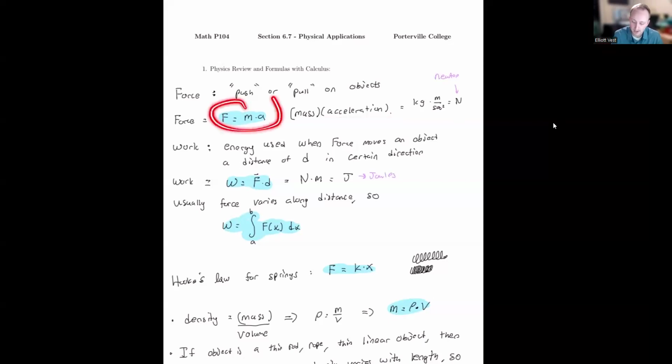And this is going to be one of our main formulas to break apart force when we're given these physical application problems. So this is very important. Oftentimes, acceleration is just gravity, so that's something to keep in mind.